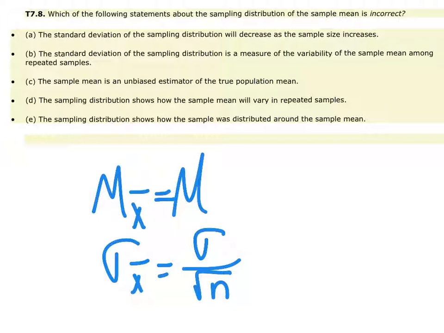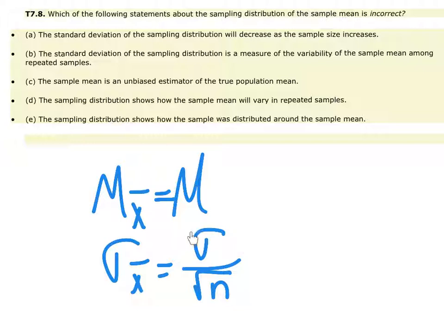So if we go through and we start with part A, the standard deviation of the sampling distribution will decrease as the sample size increases. Well, if you just think about it from here, make up some numbers. Maybe the standard deviation was 0.5. If we did 0.5 over a sample size of 10 versus, they're saying here, what happens if the sample size increases? So try 10 and try 100. What's going to happen? Will the standard deviation decrease as sample size increases?